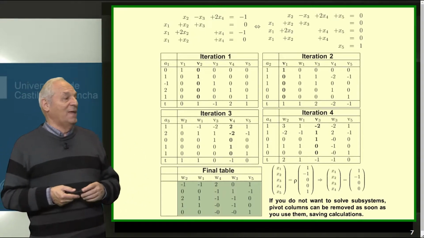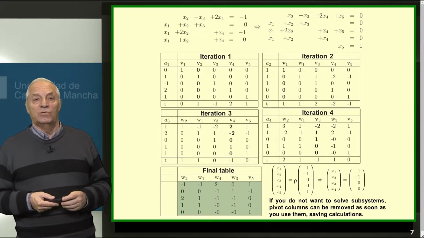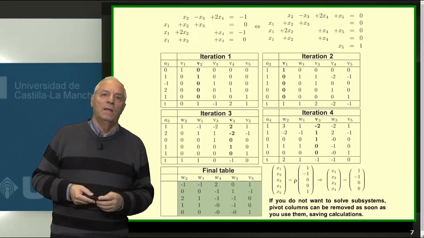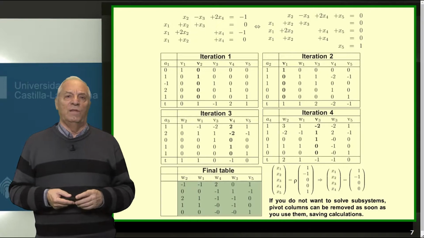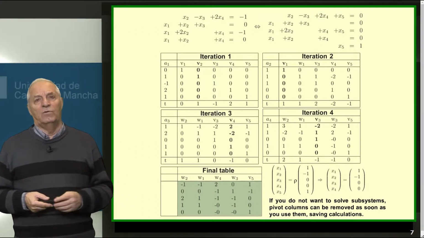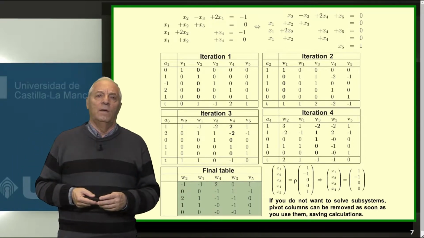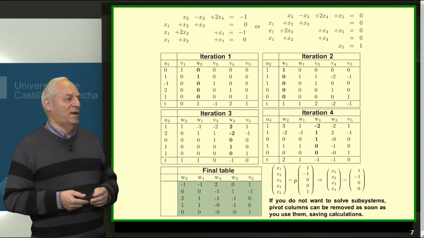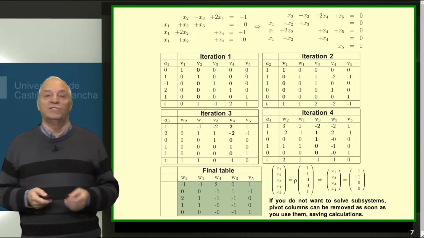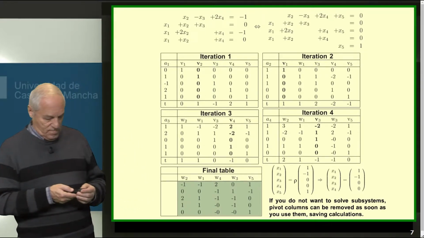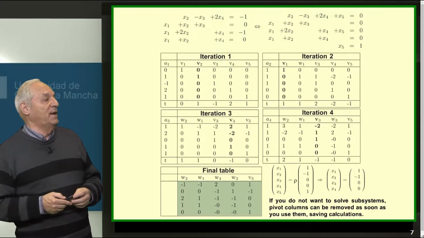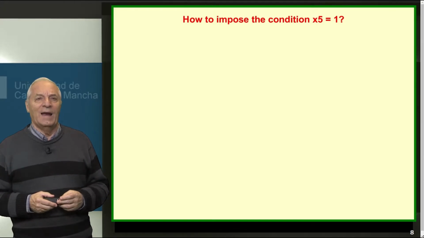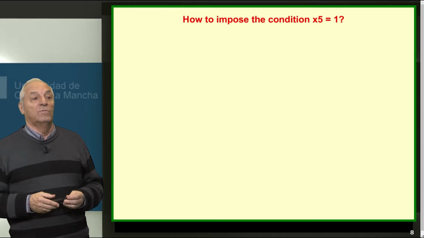I must say that in this process that we have used in the algorithm, we could have eliminated the pivot columns, as we were already using them, so that we would have simplified the calculations, because we would have eliminated some columns. However, we have kept these columns on purpose, because what we are going to do now requires this information. We're going to solve all possible subsystems that result from the given system. But nevertheless, previously we will clarify how to impose the condition x5 equal to 1.